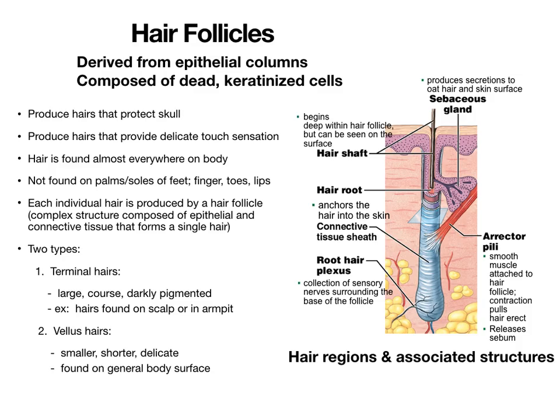We have our hair root, which anchors to the hair and into the skin. That blue kind of like cocoon looking thing is our connective tissue sheath that surrounds that hair root. Then we have our hair shaft, which begins deep within the hair follicle but can be seen at the surface. And then we have our sebaceous gland, which produces secretions to coat the hair and skin surface.